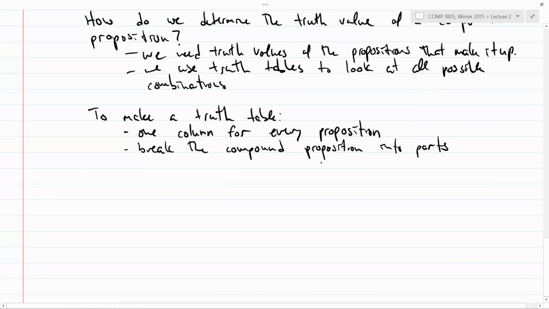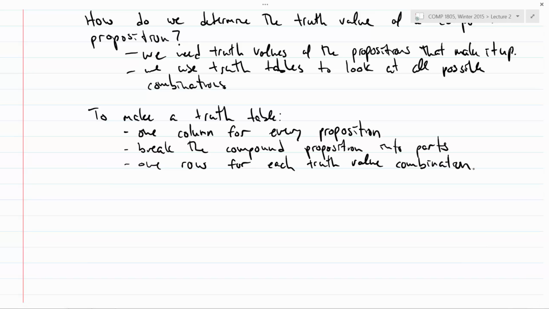So each part of the compound proposition will be another column. And now you have one row for each truth value combination. All right. And then all you do is you fill in the table by working with the smaller parts first and building up to the whole proposition.